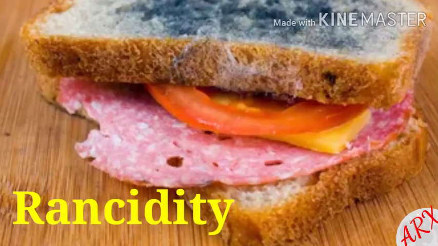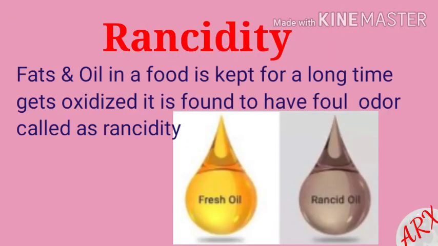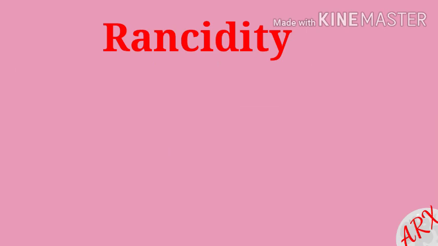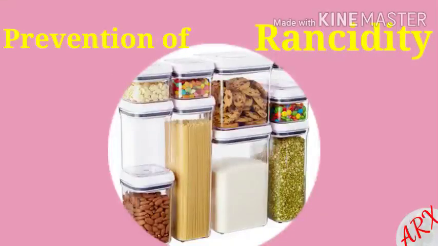Rancidity is another example of oxidation. When fats and oils in food are kept for a long time, they get oxidized and are found to have a foul odor, called rancidity. The process of oxidation of foodstuff can be slowed down by storing it in an airtight container.